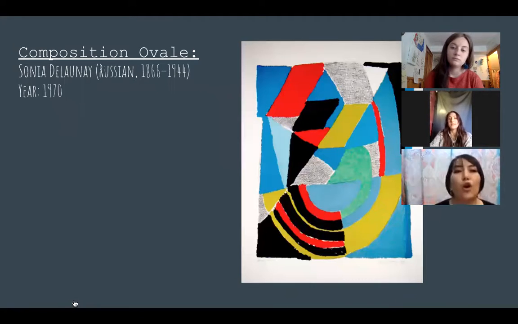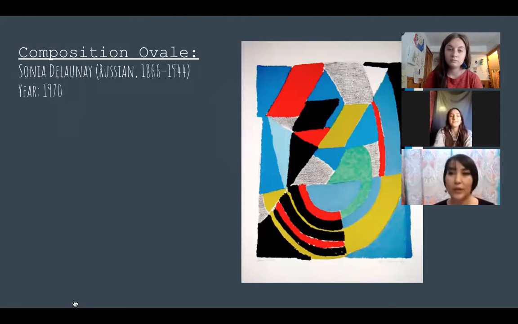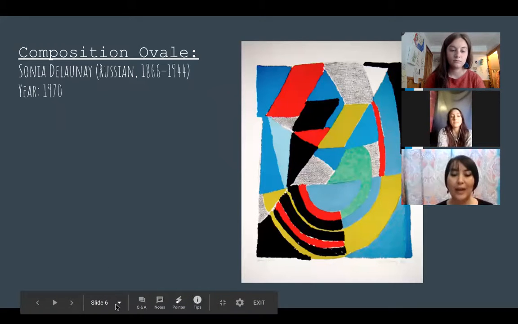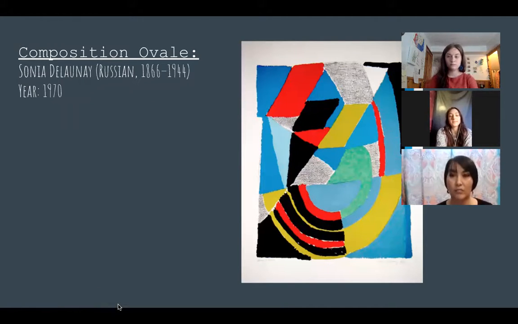Okay, so as you can see, this piece is called Composition Ovale by Sonia Delaney, so a Russian artist. We wanted to make sure we included a female artist in this tour. So right off the bat, I want you guys to look at this piece, and I want you to take your pencil and paper and write down one word that you think of when you see this art.